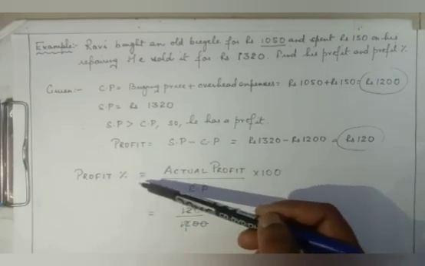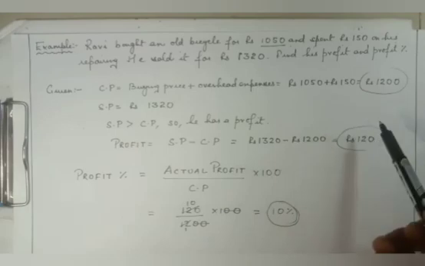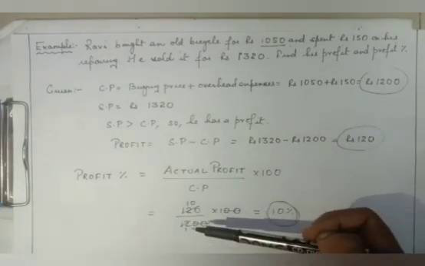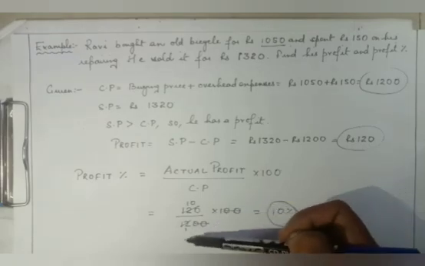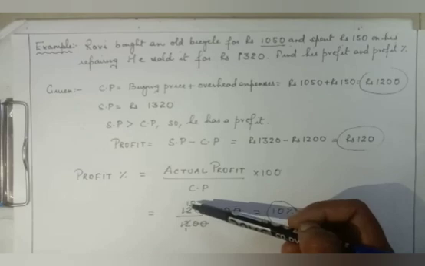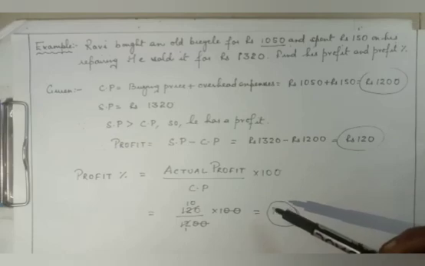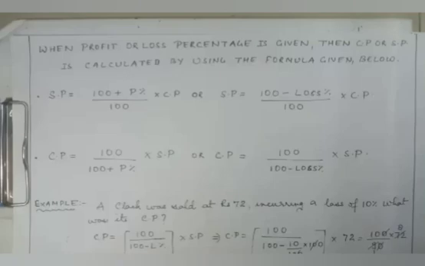Profit percent is equal to actual profit upon CP into 100. What is the actual profit? 120 upon 1200 into 100. 0 0 cancel. 12 ones are 12, 12 tens are 120. So what is the profit percent? I am getting a profit of 10%. I hope both the examples are pretty much clear to everyone.